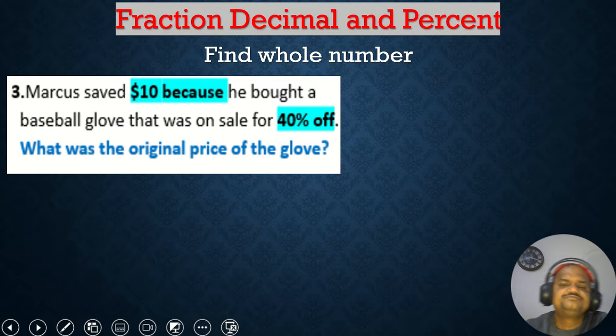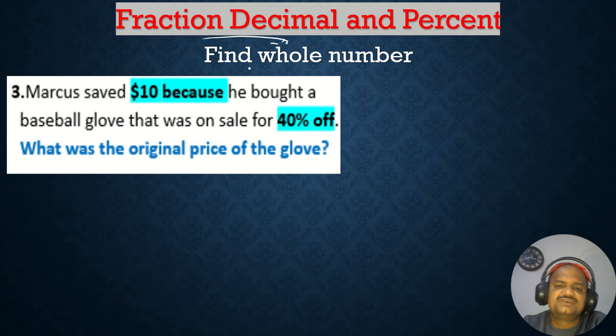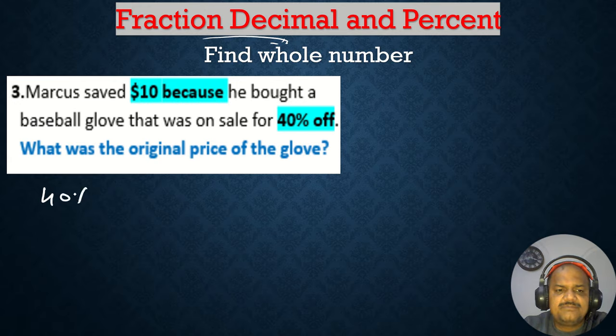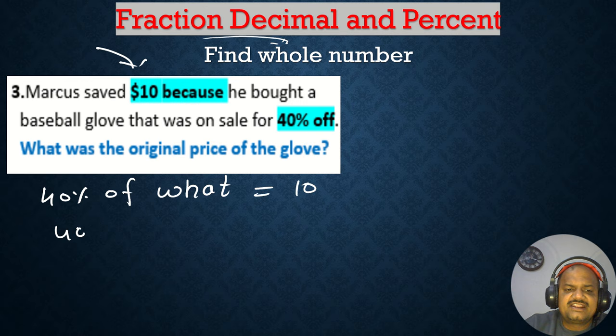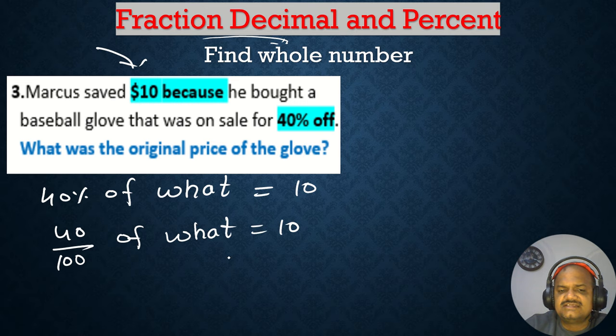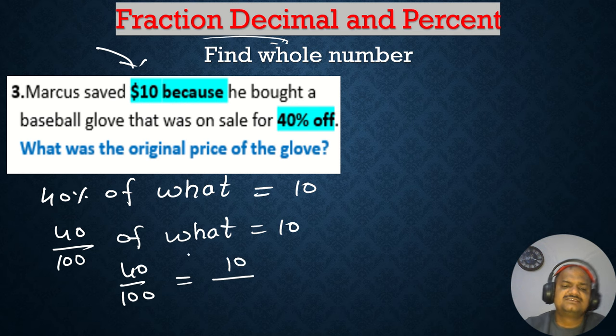Now next what you can do? Find the whole number. For this kind of question you will have to be a little careful. Okay. See, Marcus saved $10 because he bought a baseball glove that was on sale for 40% off. What was the original price? So see, he saved $10 after discount. Okay, that money he saved. So this was the 40%. 40% of what is 10. So 40% means 40 from 100 of what? Equal 10. So 40 from 100. So how much from 10?